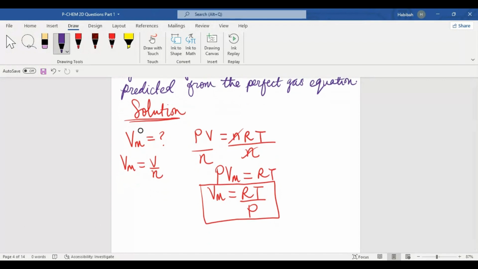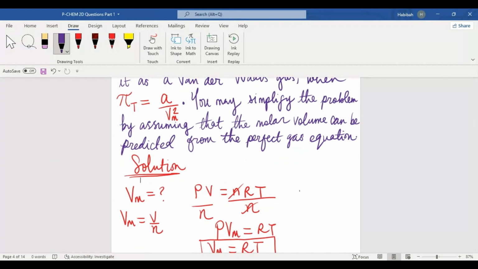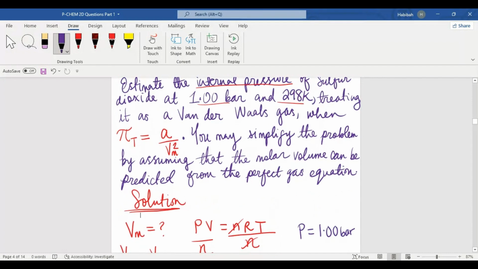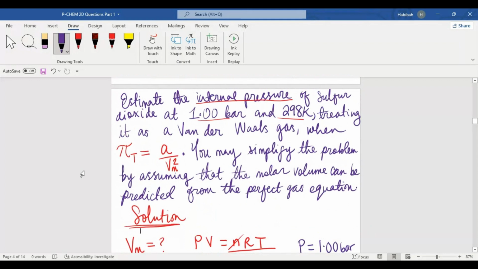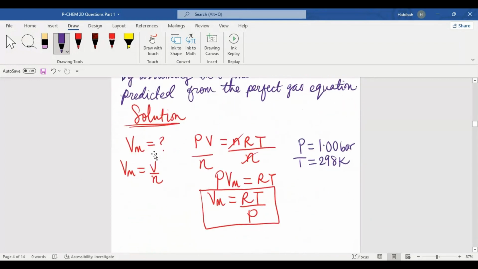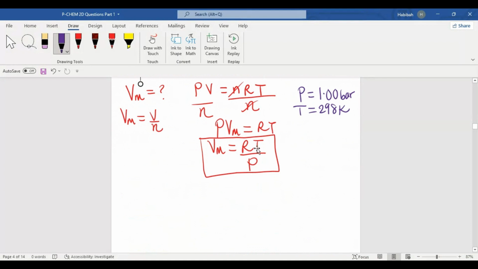We have to remember that looking back at the question, we've been told the pressure is 1.00 bar. We have been told the temperature is 298 kelvins. And also we've been told the internal pressure value to use, but that's just by the way. Now, of course, since this is a perfect gas equation, the gas constant R is constant, and we can use either of the two gas constant values depending on the units.